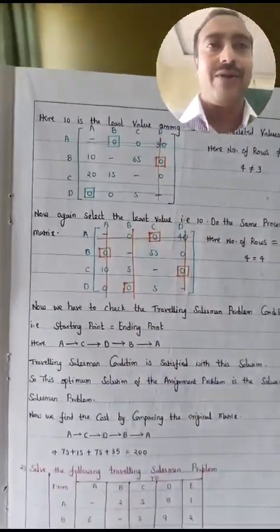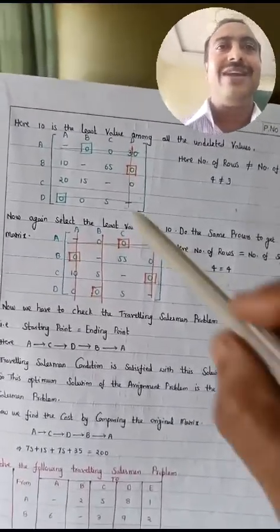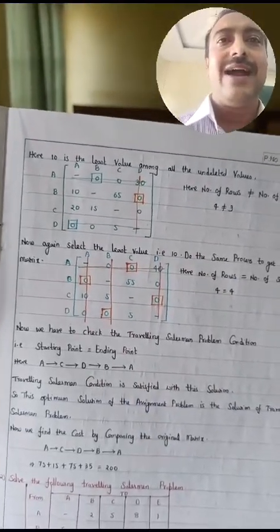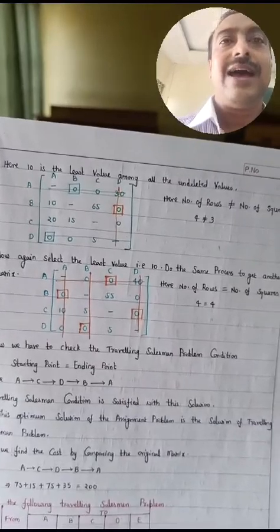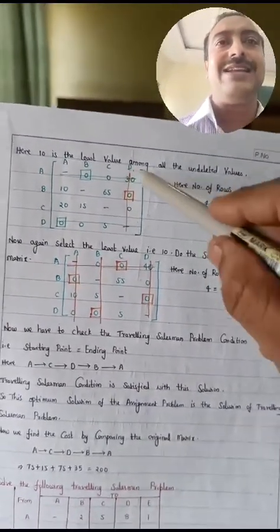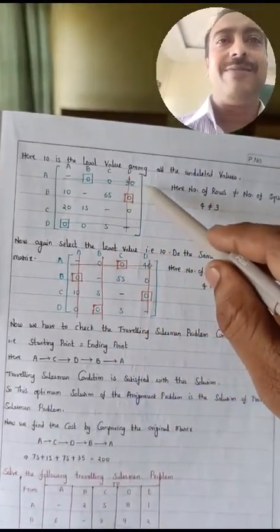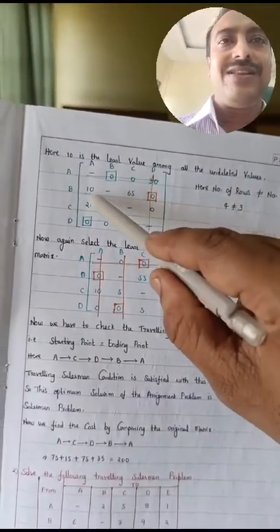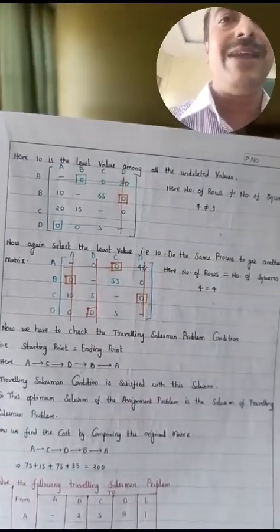So we move on. Again we identify the least element among the uncovered elements, which is 10, and it is subtracted from the uncovered elements. The elements along the lines remain the same, and at the junction 10 is added. So 30 becomes 40 and 65 becomes 55. This is 0, 10, 5. The remaining elements stay as they are.